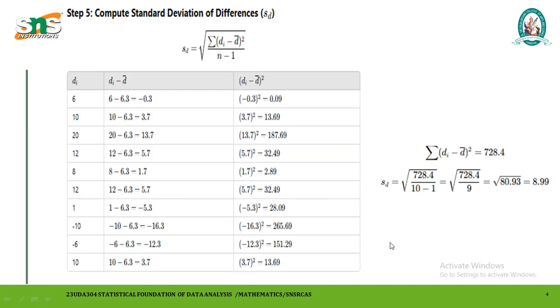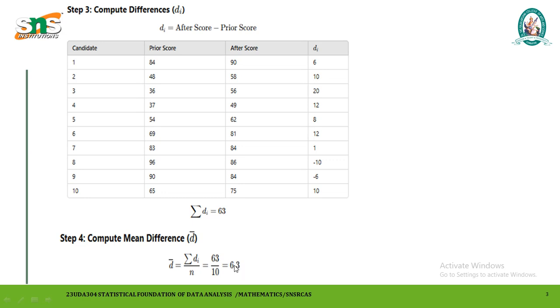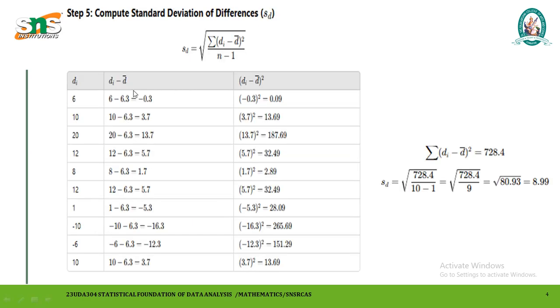Next we are going to find the standard deviation, that is the SD value. The formula for the SD value is the root of summation of di minus d bar the whole square divided by n minus 1. In the first column we define the di value which we obtained in the previous step. Next we find di minus d bar. The d bar value is 6.3, which we found in the previous steps. We subtract the d bar value from the di value and obtain an answer. Next we find di minus d bar the whole square.